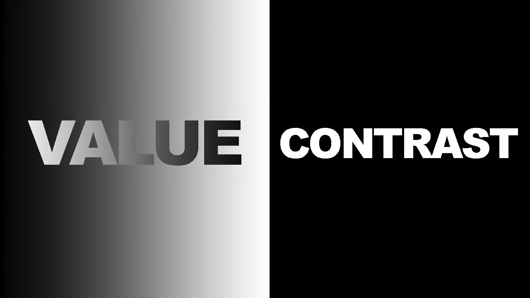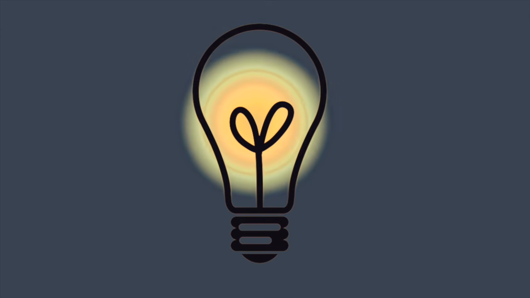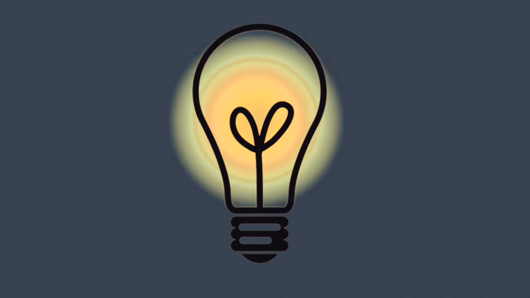So how do we create the illusion of light in a drawing? Well, it basically comes down to value and then the contrast in value. And if we get those right, then we can potentially create the illusion of a light source. We always need to consider where the light is originating from.